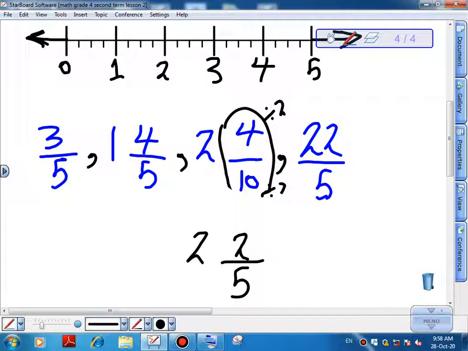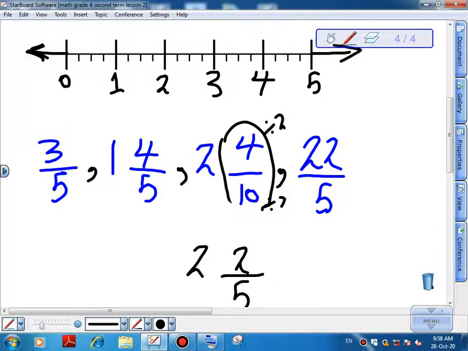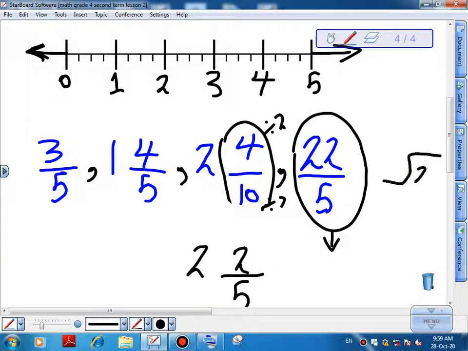Okay, the last one, 22 over 5. 22 over 5 is an improper fraction. I can put 22 over 5 on the number line. So in this case, we transform the improper fraction to a mixed number. Remember, 22 is not divisible by 5. We search for the nearest number that is divisible by 5. 22 divided by 5: we search, 4 times 5 equals 20, 5 times 5 equals 25.